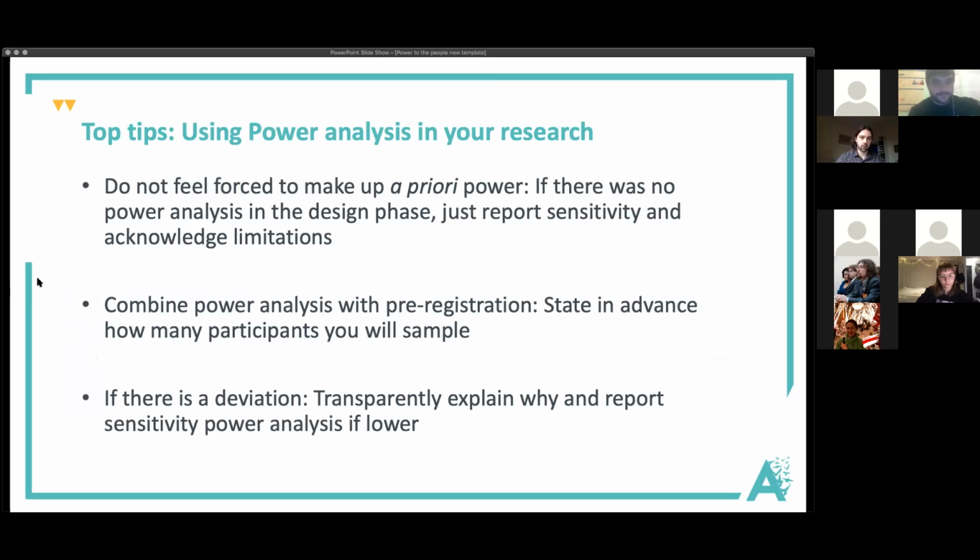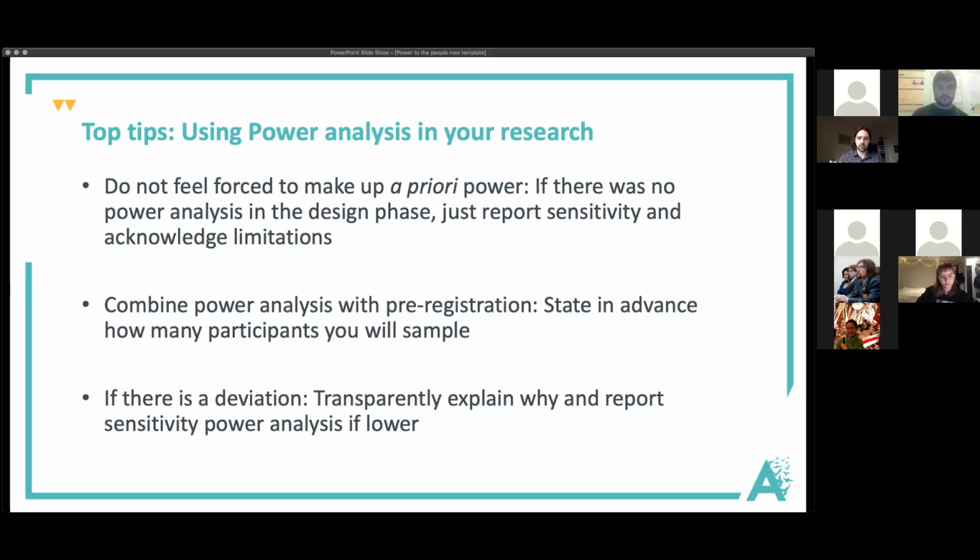So for some closing points, this comes on to what Ilya asked. If you're in the middle of a study, don't feel that you need to make up power. You see reviewer comments about this all the time, like, oh, you need to report a power analysis, where if you never did one in the first place, you're just lying to yourself and everyone.